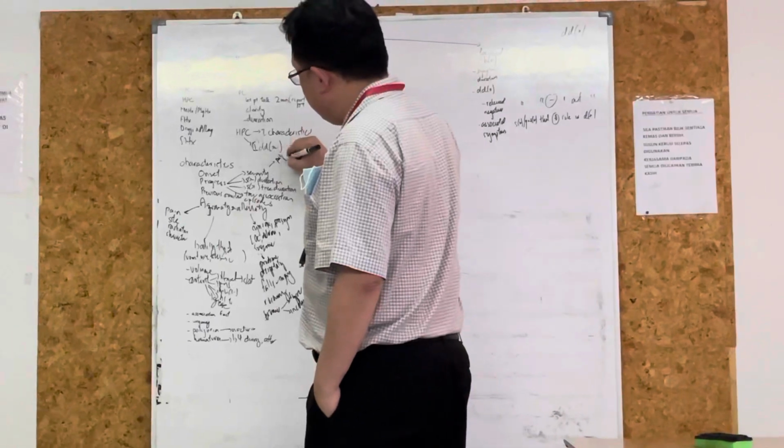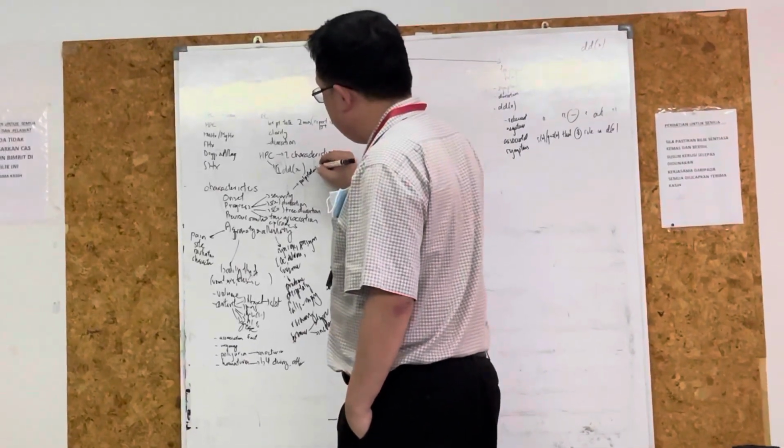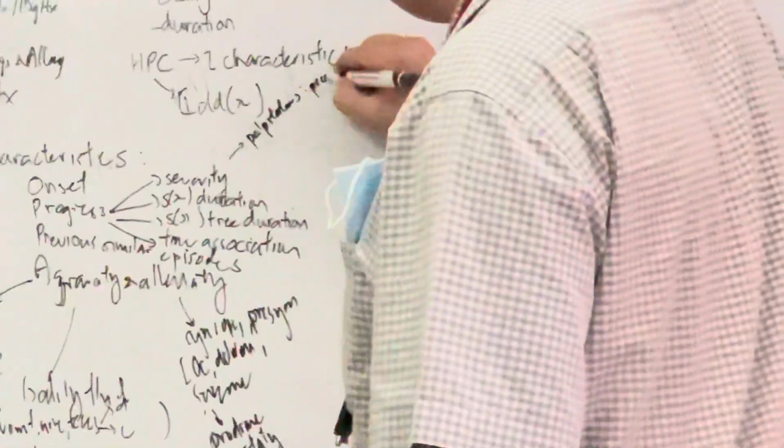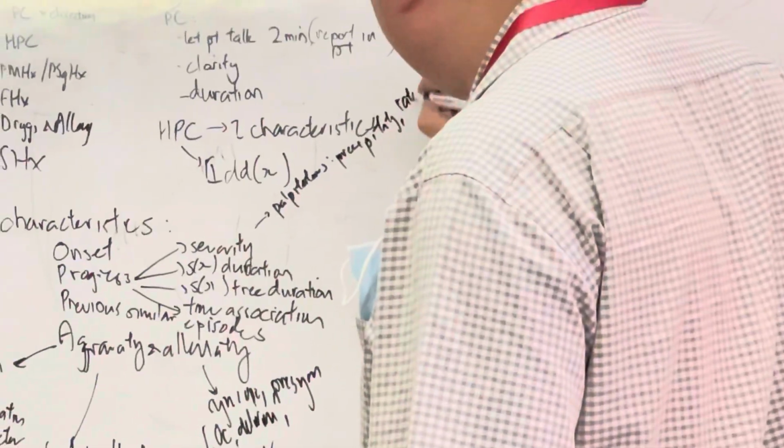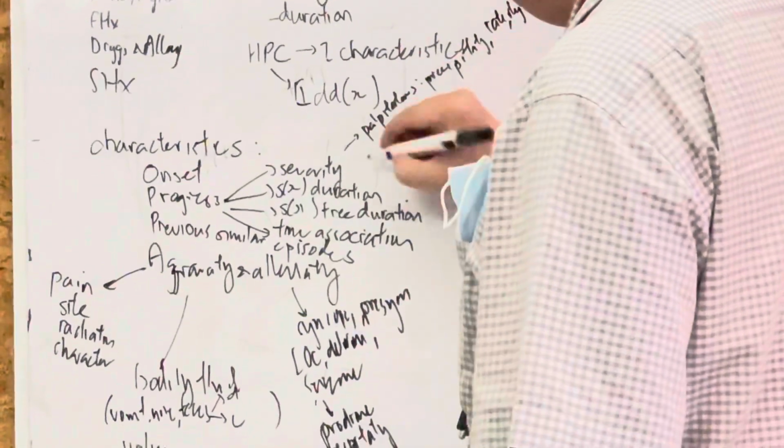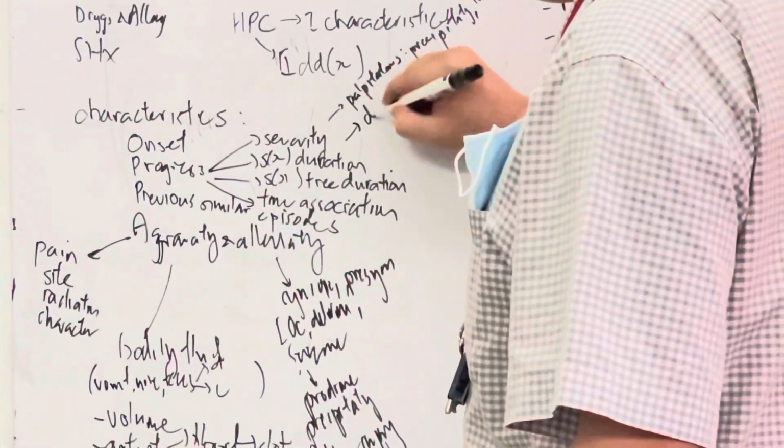So you have palpitations. When you talk about palpitations, you talk about precipitating factors. I drank coffee and then my heart went pop, pop, pop, pop, pop. Okay, rate, and you have talked about rhythm. You may also have dysphagia.